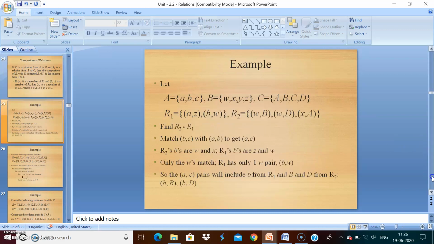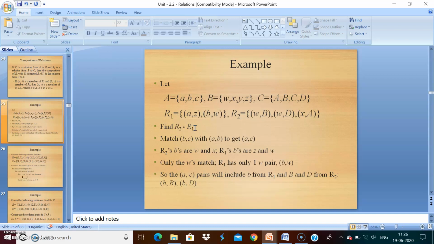Here is one example. Let A, B, C be sets with three elements, four elements, and four elements. R1 contains (a, z), (b, w). R2 contains (w, b), (w, d), (x, a). Find R2 of R1, the composition of R2 with R1.